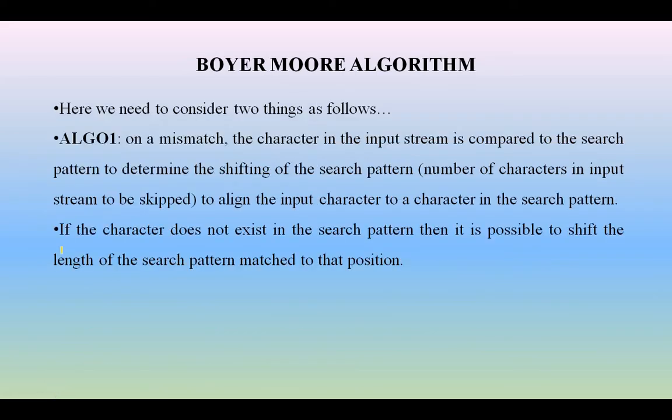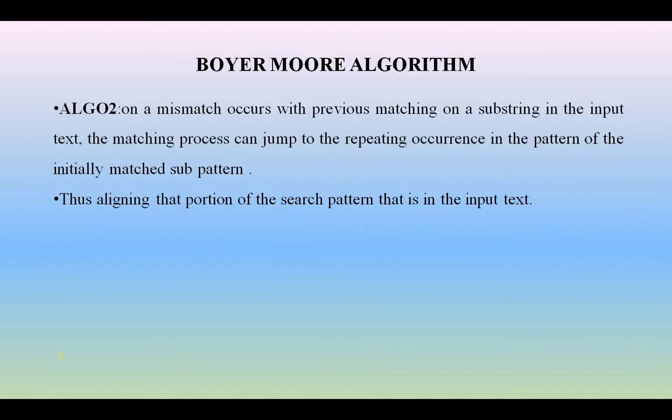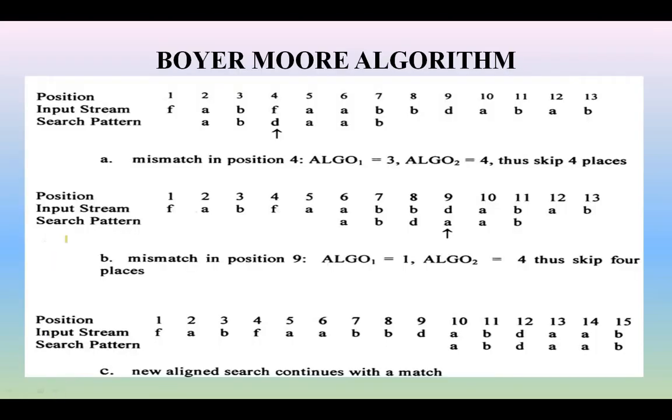Next, we need to consider two different things: algo 1 and algo 2. Algo 1 says that when any mismatch occurs, it counts the number of positions from where it starts. Algo 2 says that when a mismatch occurs, from there it has to jump, and again it needs to count and match the string. Now we are going to see algo 1 and algo 2.